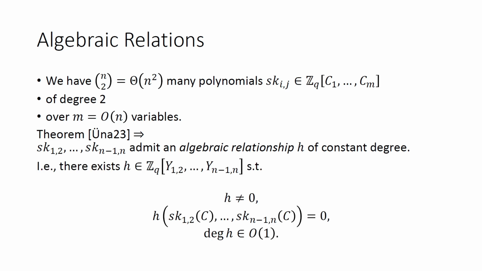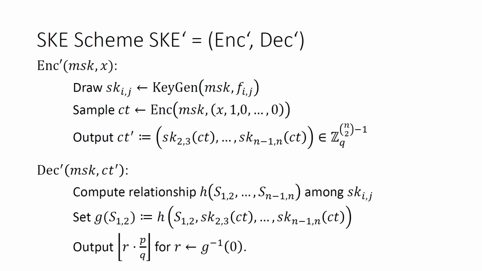What's that? It's a polynomial h over new variables which represent the secret keys, such that h is non-zero. But if you plug in those secret keys as polynomials, h becomes the 0 polynomial, and the degree of h is constant. That's what we want. And again, the theorem from last year proves such an h must exist. And our decryption algorithm is going to use this relationship h. It knows the secret keys, it computes h.